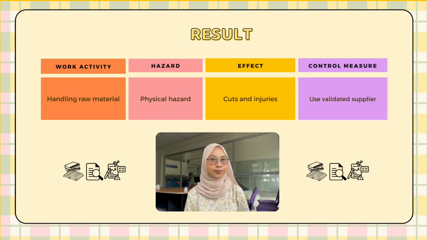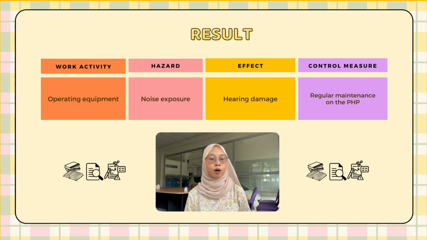Second, handling raw material exposes one to physical hazard, which might cause cuts and injuries. A risk of 10 shows that this is a medium risk that should be avoided by conducting rigorous quality control on raw materials. Third, operating equipment poses a noise exposure that could result in hearing damage. A risk of 16 indicates that this is a major hazard that should be avoided by wearing personal hearing protection (PHP) as needed.